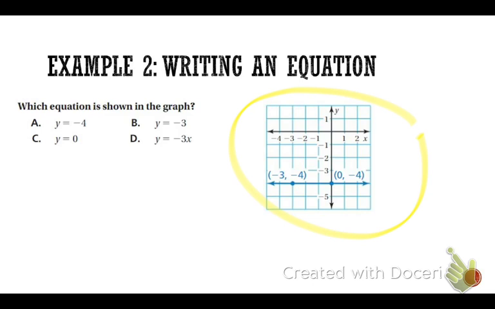All right, so which one do you think, raise your hand, is not the answer? Okay, just give me one. Jason? Okay, C. So why would that not be the answer to this graph?